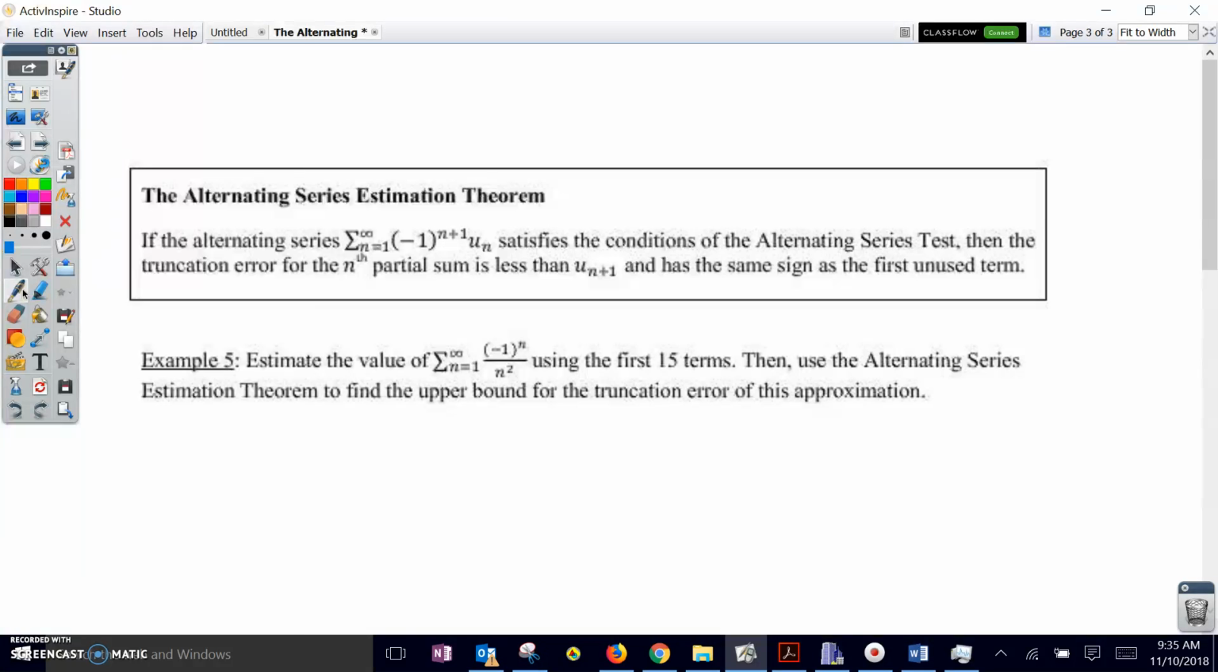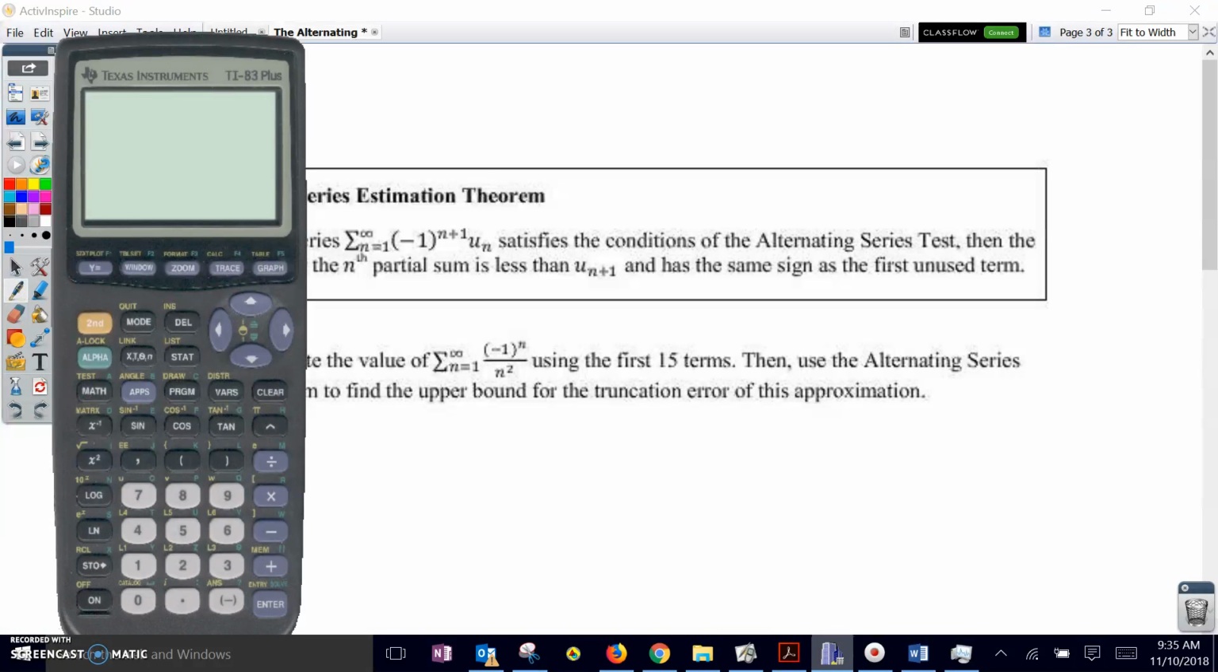Alright, so I'm going to find the sum of the first 15 terms. Holy smokes. Alright, so we've got negative 1 to the first times 1 over 1 squared plus negative 1 to the second times 1 over 2 squared. My goodness, do I really want to write all that out? So anyway, let's just write these out.